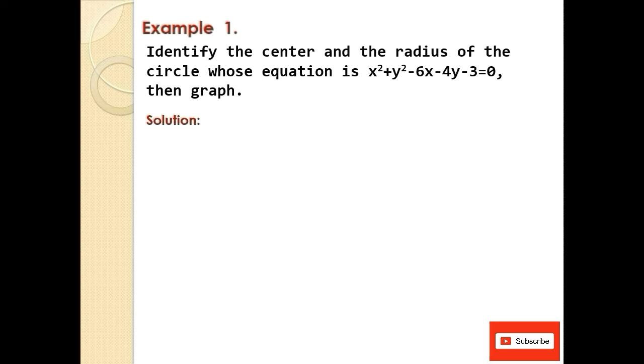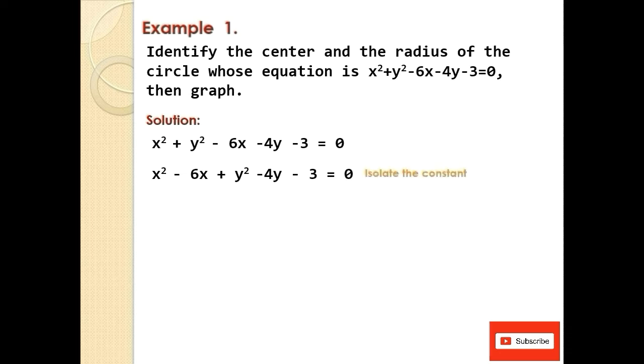Step 1. Copy the given. Next, rearrange the terms so that similar variables are next to each other. And then, we isolate the constant. Now, do not forget to change the sign when you transpose your constant to the other side of the equation. So, negative 3 becomes positive 3 on the other side. Next, group the terms with similar variables.